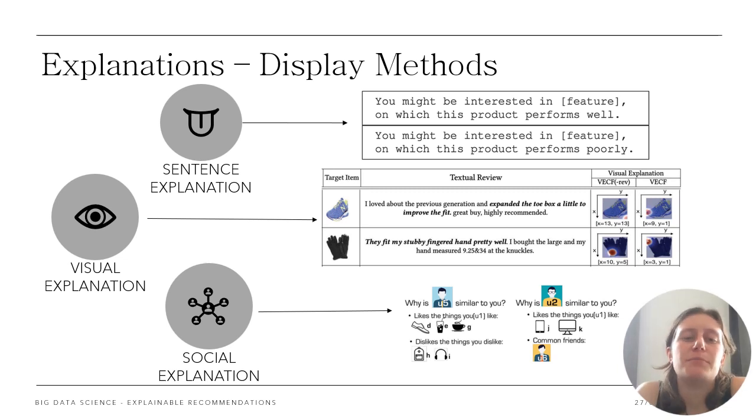There are also different methods of displaying the generated explanation. We discussed 3 of them. The first method is sentence explanation. Like it says in the name, it gives a sentence explaining why a certain recommendation is made. Another method is visual explanation. This method uses pictures and other visuals to intuitively explain the recommendation. The last method we discussed is a social explanation. This could be used in social networks to explain why a certain person is a suggested friend.